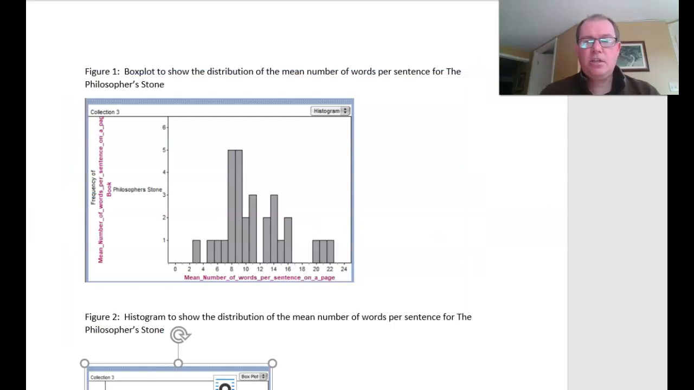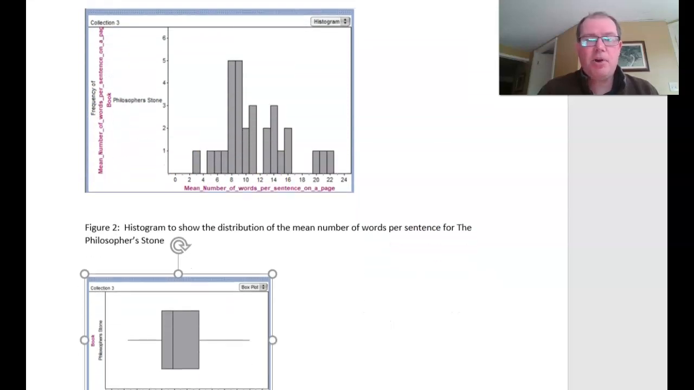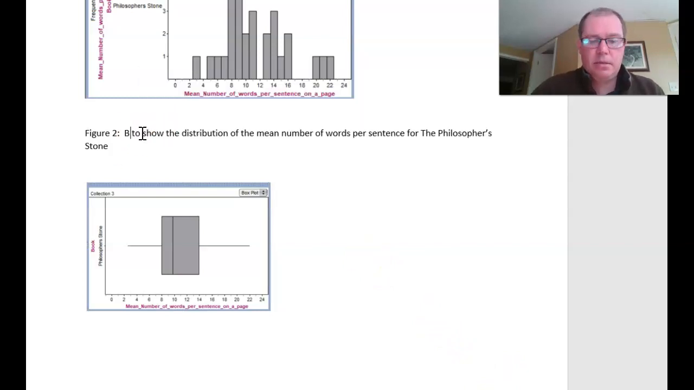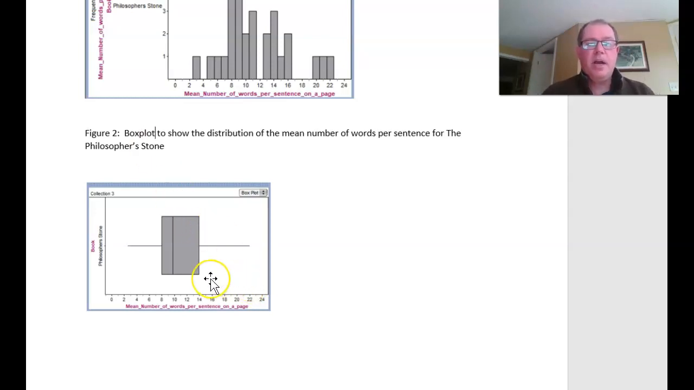Now you can see the histogram here. I've labelled it Figure 1 and given it a title: Histogram to show the distribution of the mean number of words per sentence for the Philosopher's Stone. And you can see it's nicely labelled with the mean number of words per sentence and then the frequency on the vertical axis. And the same with the boxplot. Here we've got the boxplot, to show the distribution of the mean number of words per sentence for the Philosopher's Stone. And again, it's nicely labelled. And so now we're ready to analyse these and tell the story.